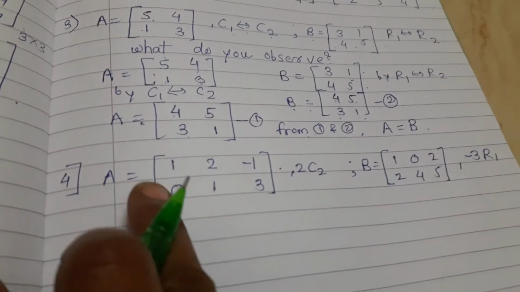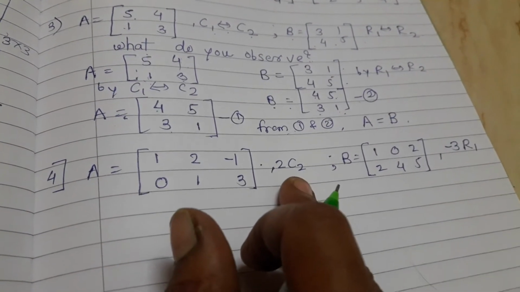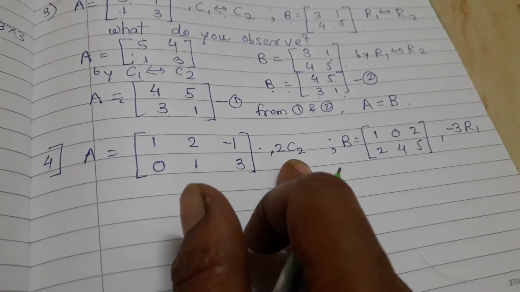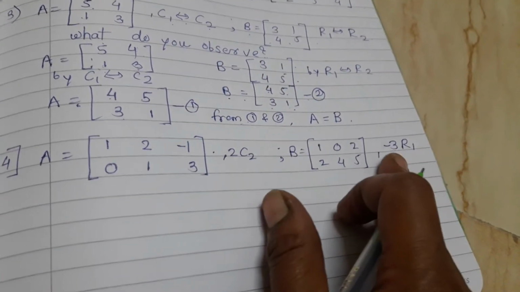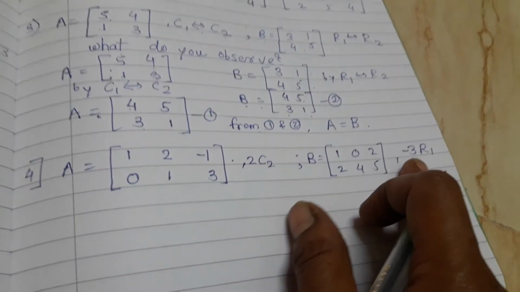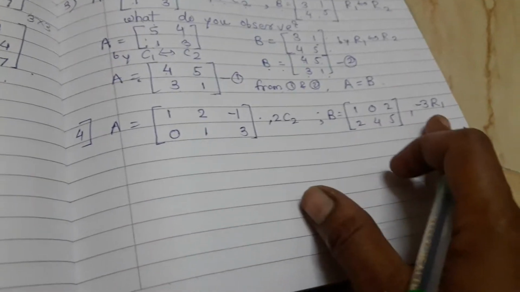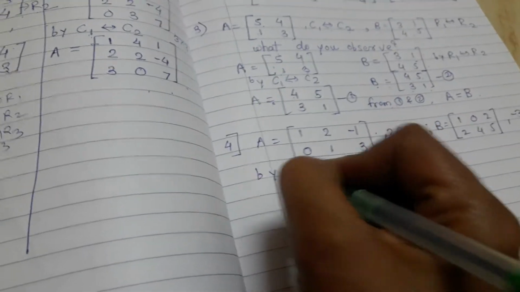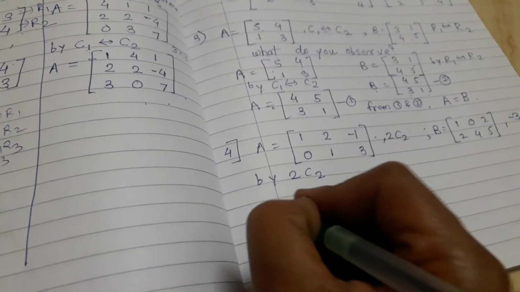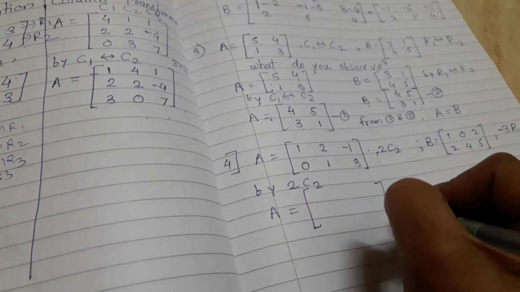Next example, A equal to 1 2 minus 1 0 1 3. We want to apply the operation 2 C2, and B equal to 1 0 2 2 4 5, and the operation is minus 3 R1. Means we have to multiply the second column by 2 and the first row by minus 3. Therefore, let me take this as 2 times C2. 2 times C2 means we want to multiply the second column by 2.